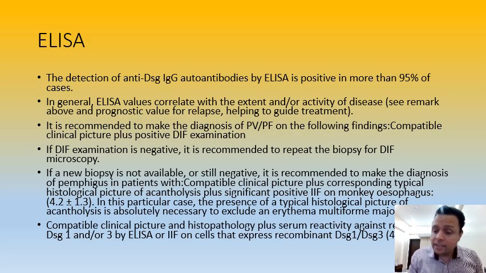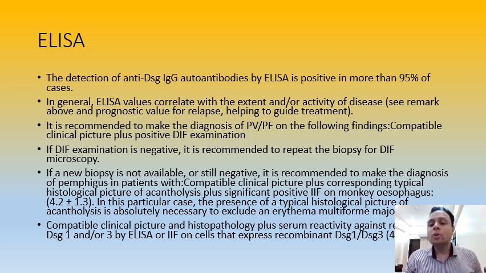ELISA is easy. I will be sharing in the WhatsApp group some dummy reports of patients, showing how this ELISA test is reported. They will give you a titer of desmoglein 1 and 3. Mainly 1 and 3 is done. They will tell you whether it is absent or whether a very high amount is there. So mild, moderate, severe, similar will be there.